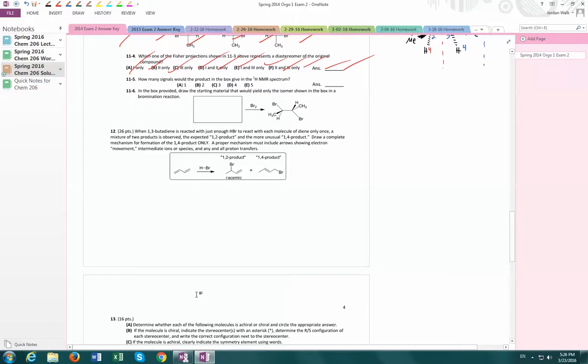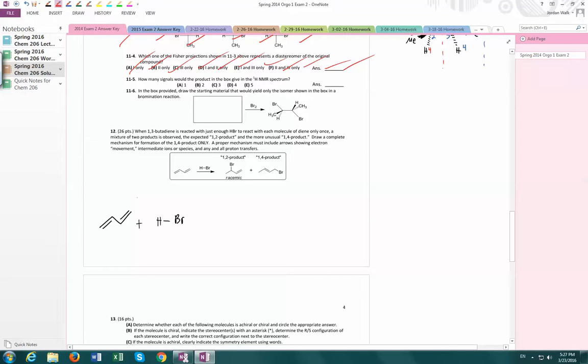Alright, so 1,3-butadiene is reacted with HBr to give a mixture of 2 products. This is a pretty good problem. We've got a diene now, and we're reacting it with HBr. So that's reaction number 1, the first thing we ever learned in terms of electrophilic addition. So what's the first step going to be? Yeah, we protonate the double bond to form a carbocation.